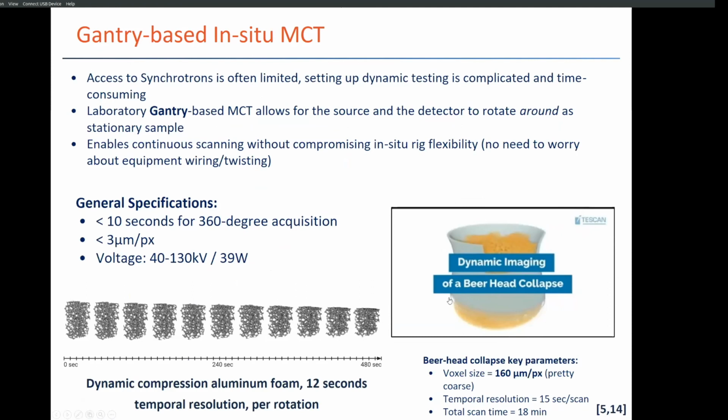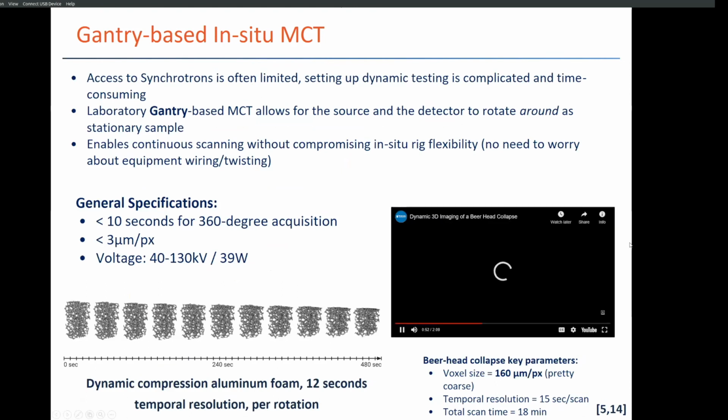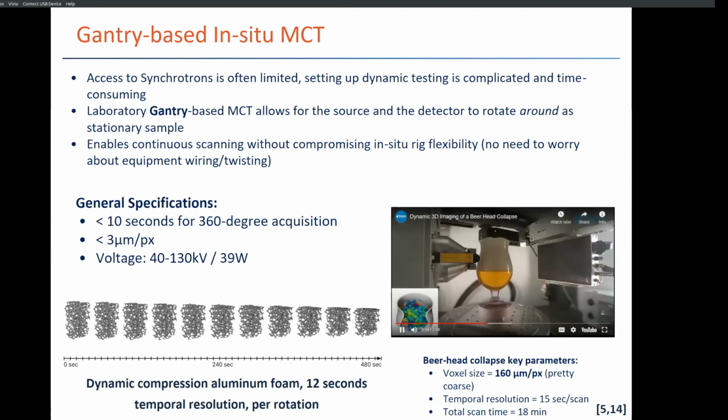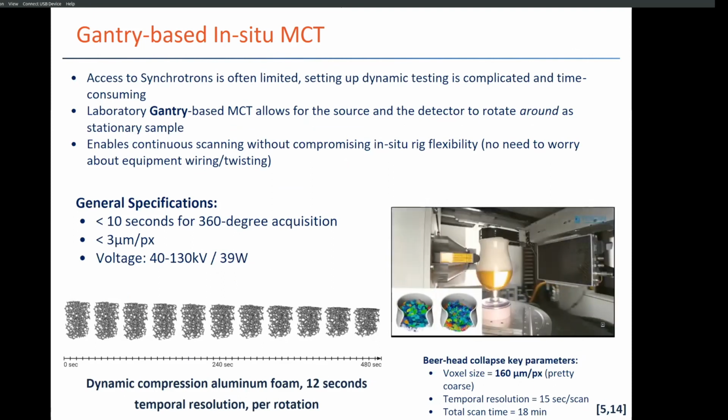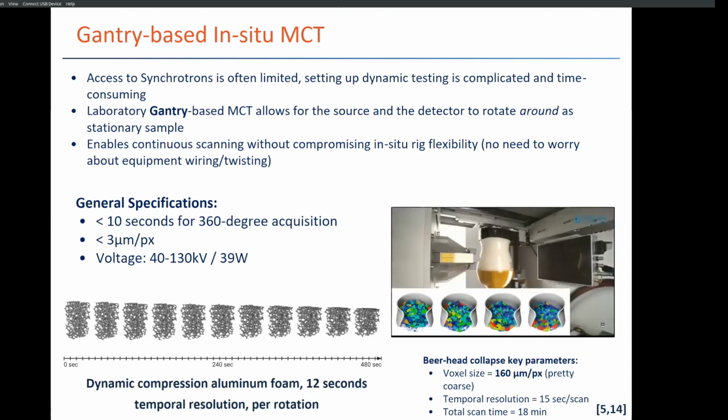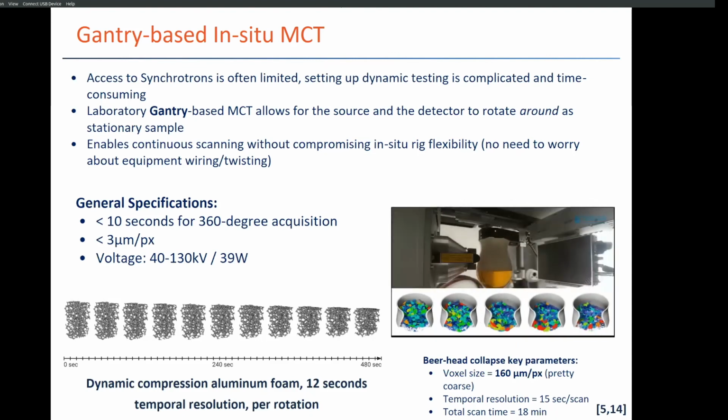And so, on that same note of in situ micro CT, I just think a really interesting development that has come recently outside of the national lab facilities is the ability of gantry-based in situ micro CT. This is being developed by a team over in Belgium, where instead of the sample rotating 360 degrees, their source and their detector rotate around the sample. That enables you to put your in situ testing rig on the platform without any worrying about wire twisting or anything like that.